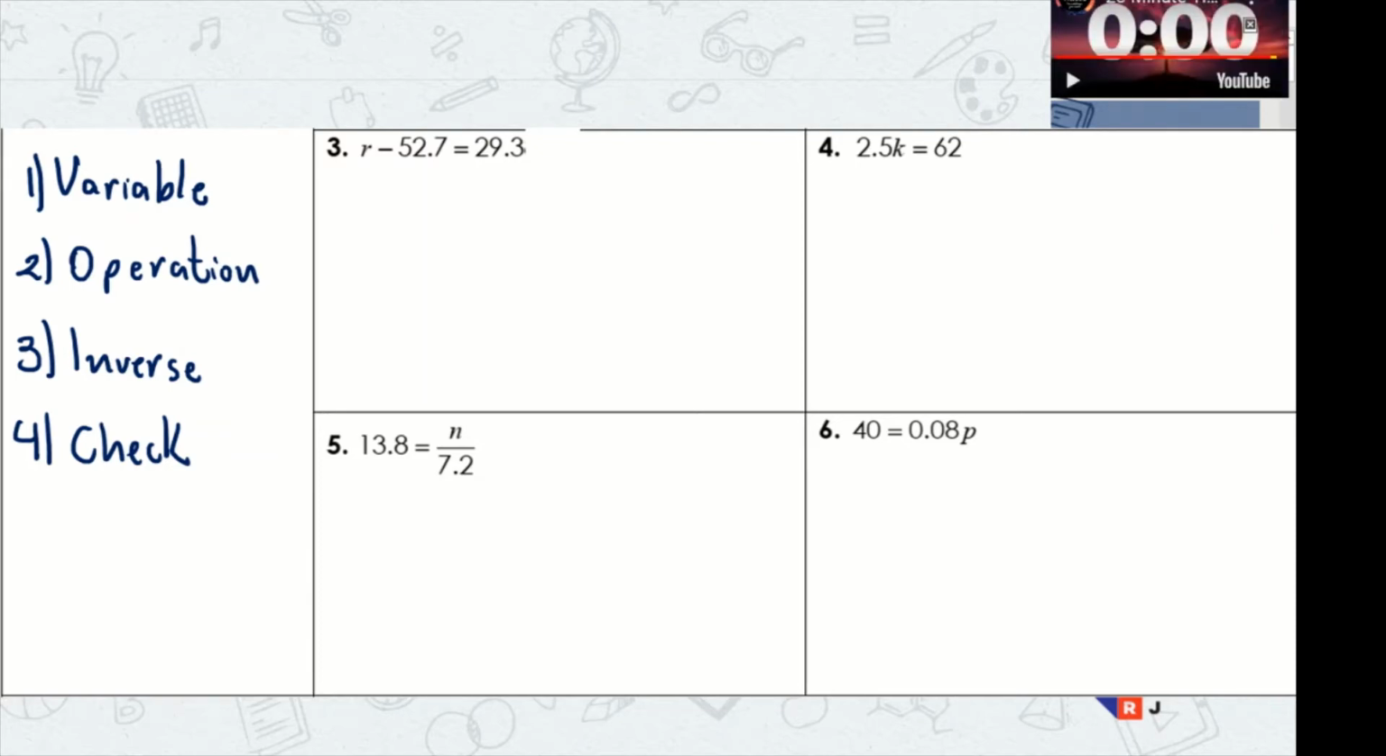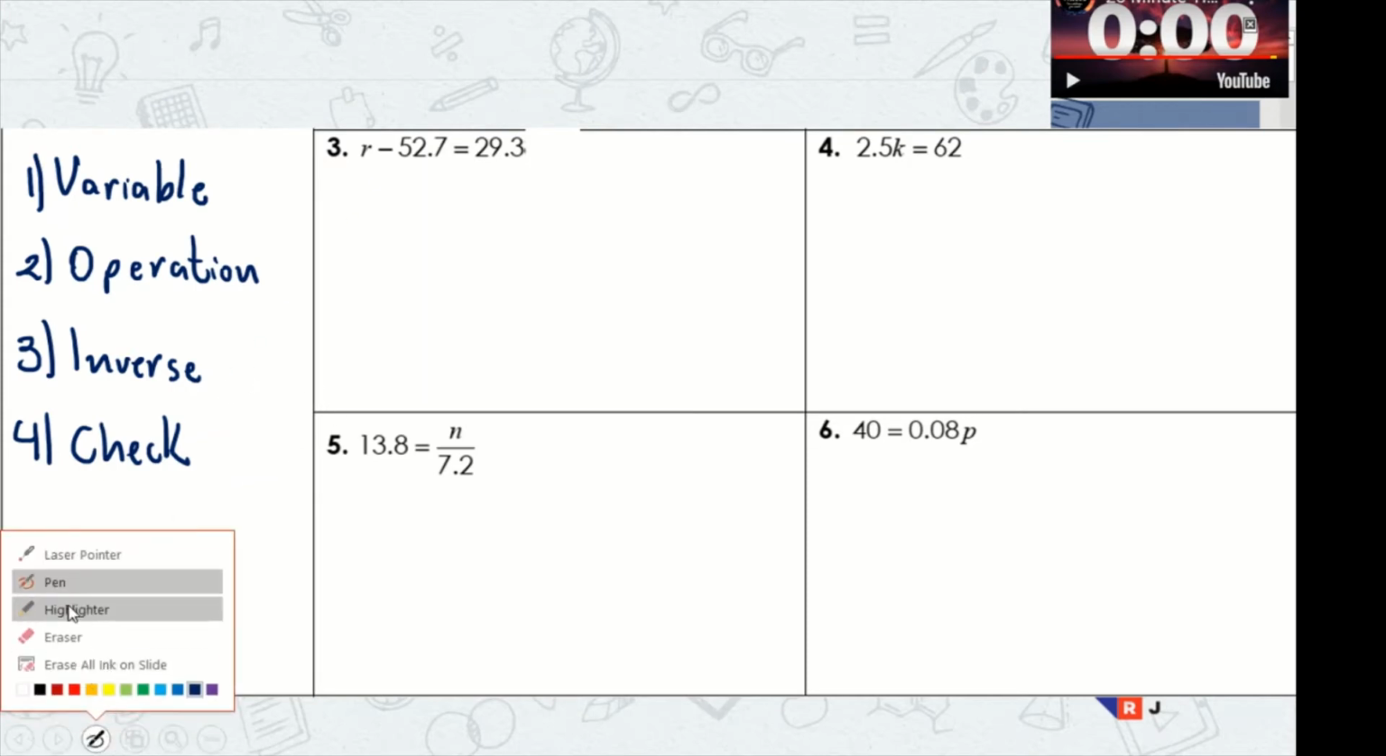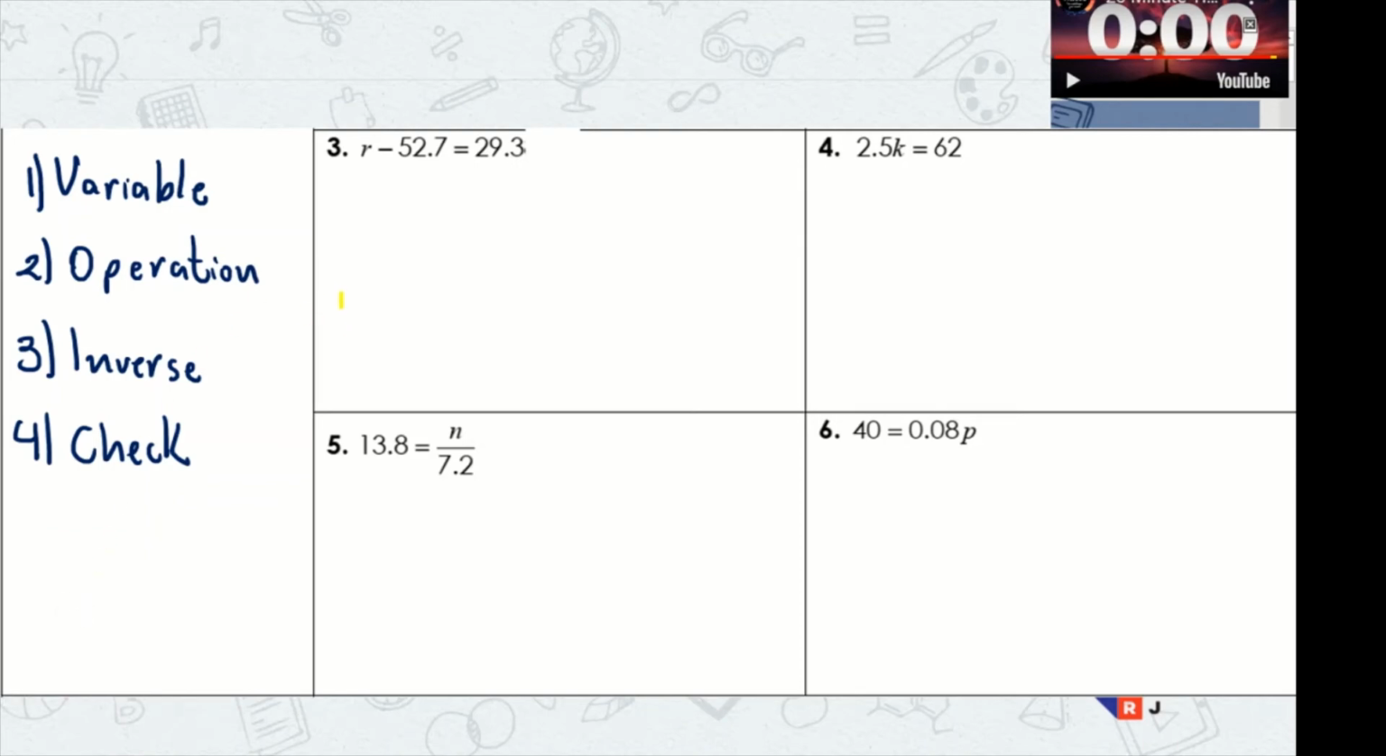Right now, guys, let's solve this exercise together. Attention over here, how to solve it. And I will explain each detail, how to do it. Step number one, as I told you, locate the variable. Where is the variable here, number 3, guys? Left hand side or right hand side? Left.